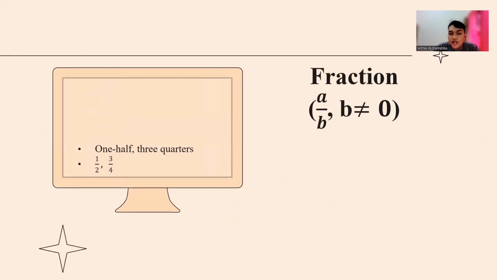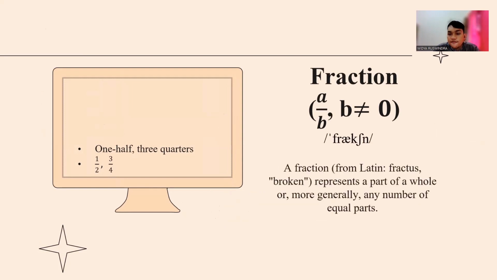The next vocabulary is fraction. This is the symbol of fraction, a per b, and b not equal to 0. The pronunciation is fraction. A fraction, from Latin fractus, broken, represents a part of a whole or, more generally, any number of equal parts. For example, 1/2, 3/4. This is 1/2, and 3/4.